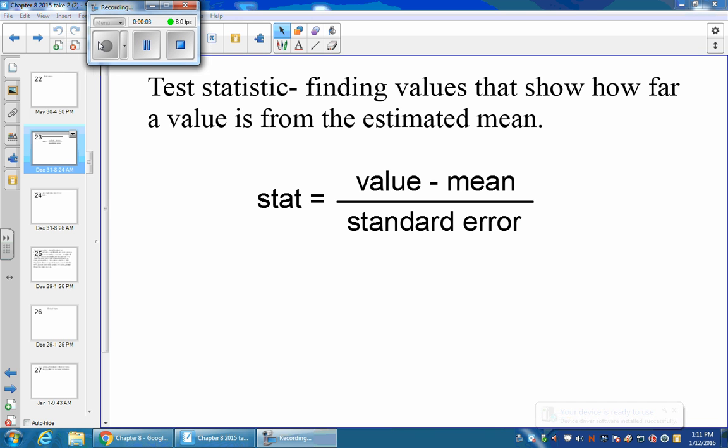Hello. Today we're going to learn about test statistics. Most specifically, we're going to learn about the z-statistic, which isn't any different than our z-score that we've been looking at before. For our test statistic, we're finding values that show how far a value is from the estimated mean. So how many standard error units or standard deviation units. So we take a value minus the mean over a standard error.